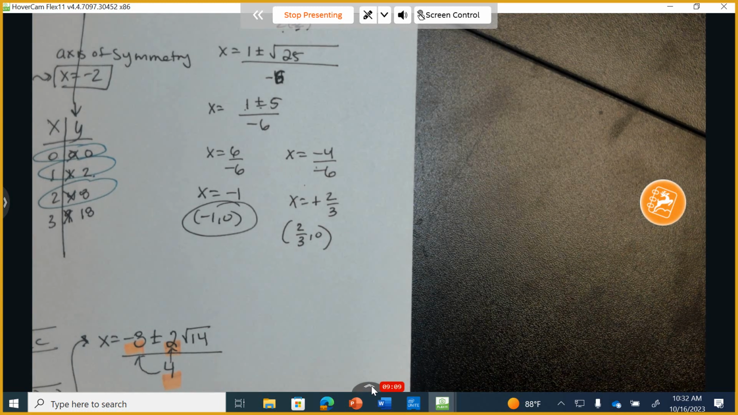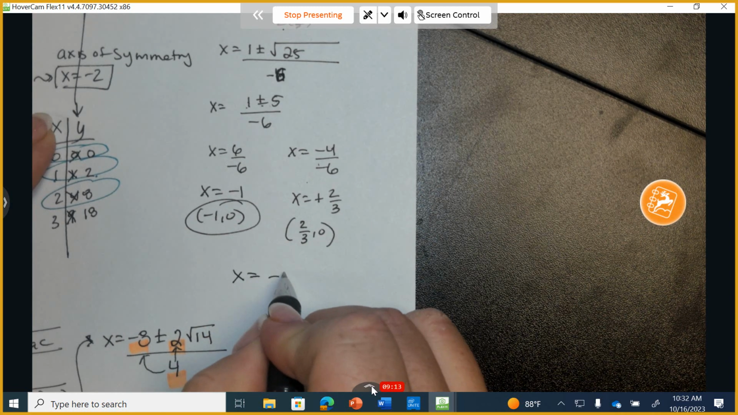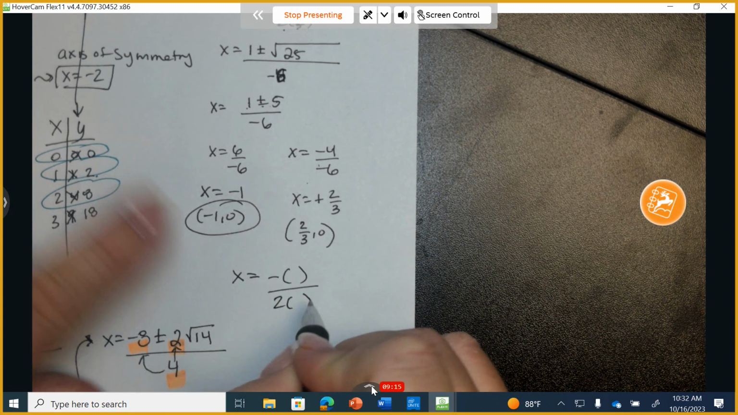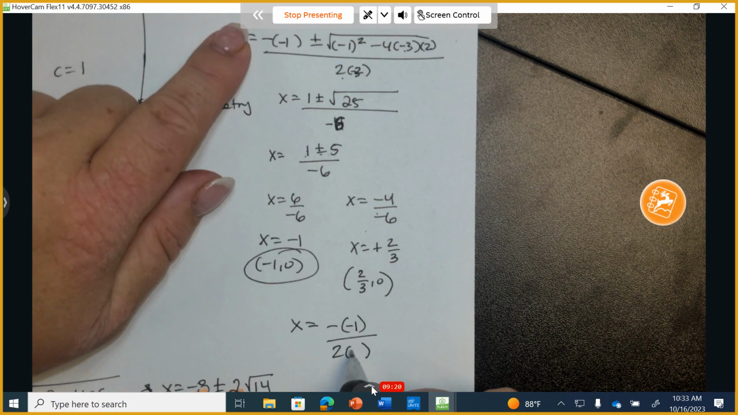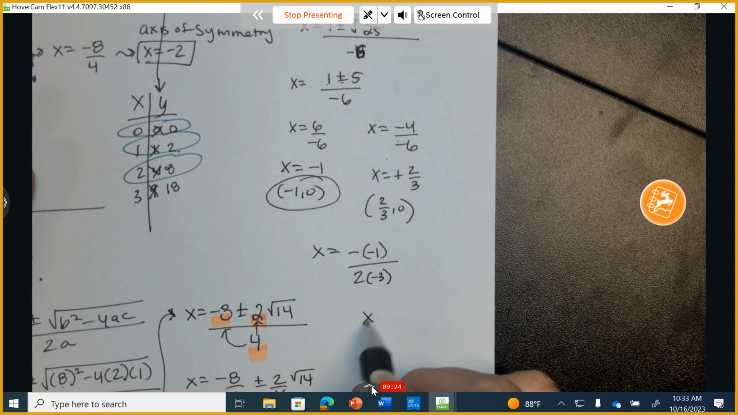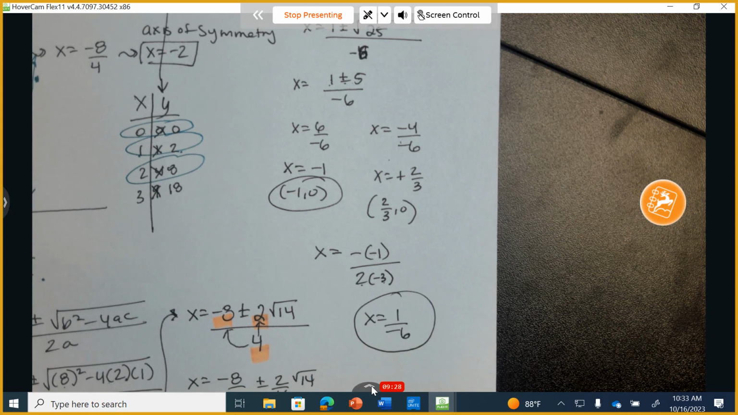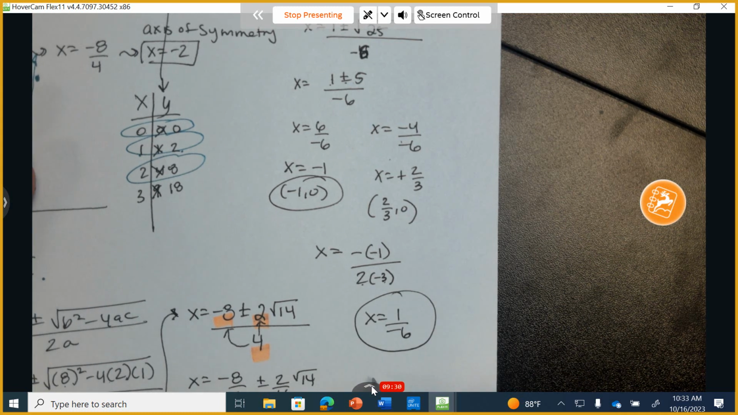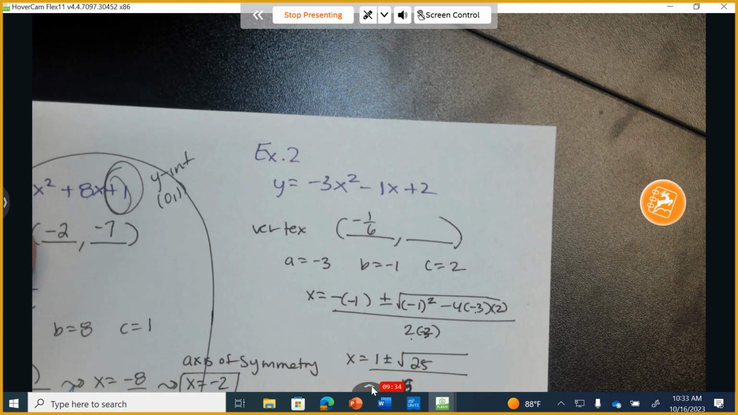Let's go back now and let's figure out what is the vertex. X equals negative B over 2 times A. Okay, B is negative 1 and A is negative 3. So I have a positive 1 over a negative 6. So this is the equation of the axis of symmetry. For the vertex, it's also going to be the x coordinate.